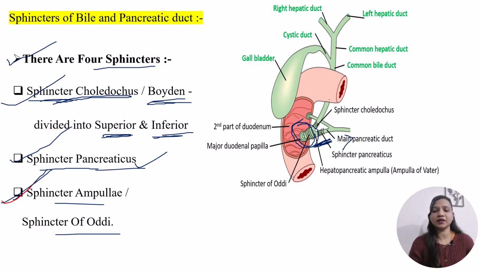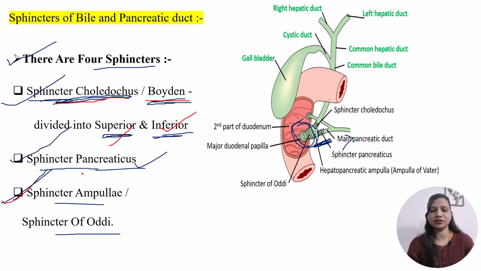So these are the four sphincters of the bile duct and pancreatic duct. The first one is the sphincter choledochus or sphincter of Boyden, which is divided into two, superior and inferior. This sphincter is always present, and it normally keeps the lower end of the bile duct closed and opens only when there is a need of bile during the process of digestion.